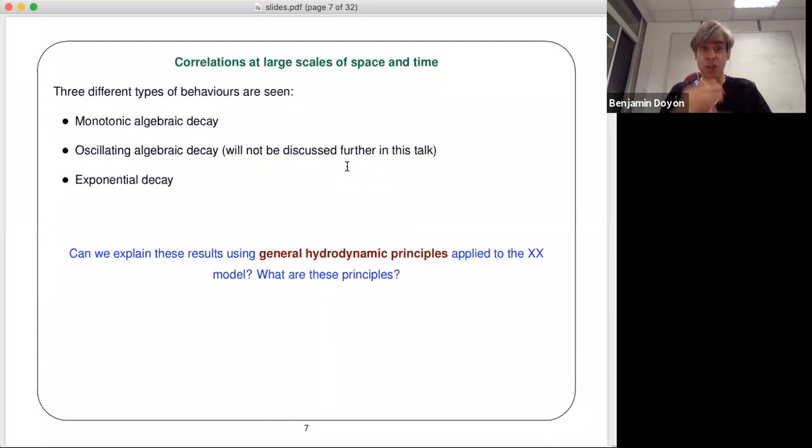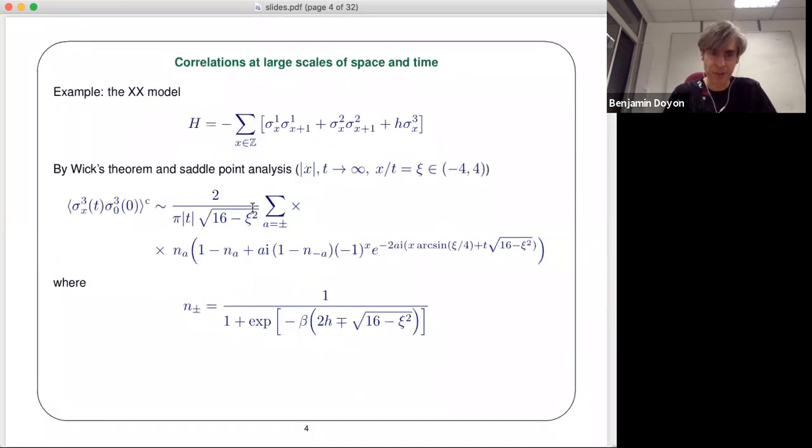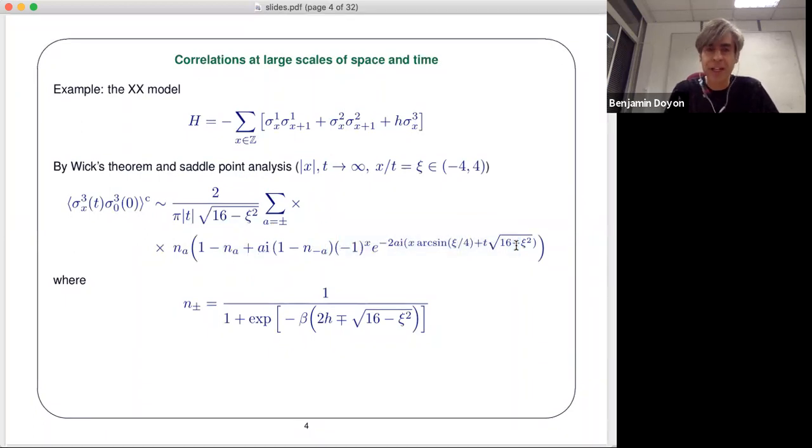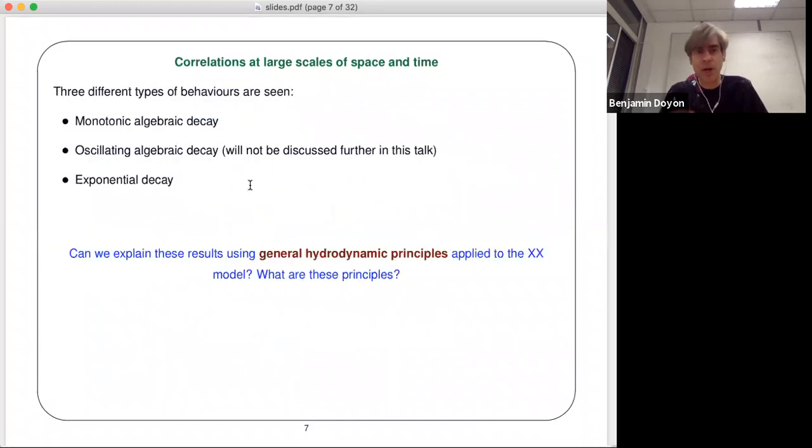So even just how it goes to zero. We see some monotonic algebraic decay, some oscillating algebraic decay, which is kind of here there's a monotonic term and here there's oscillating terms from the saddle point analysis in the symmetry, and some exponential decay. And the question is, well, is it possible to understand these various terms in some fundamental fashion?